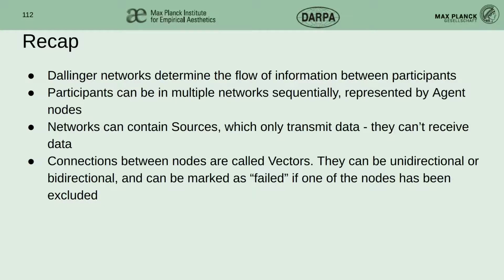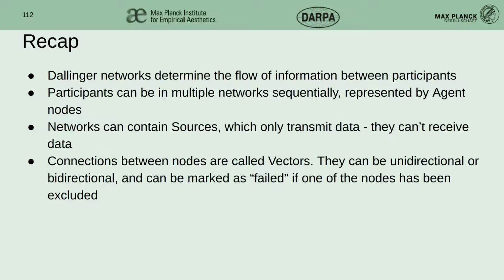So Dallinger networks determine the flow of information between participants. They do that jointly with the actual definition of how information is transmitted from agent to agent. So it partly and jointly determines it with your definition of how information is transmitted from node to node. Participants can be in multiple networks sequentially, and they're represented by agent nodes.